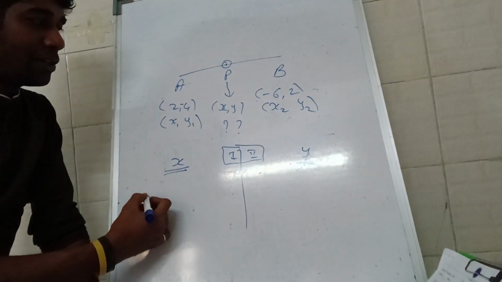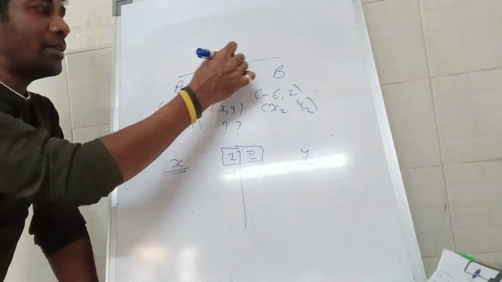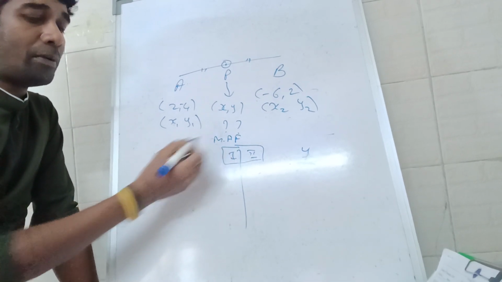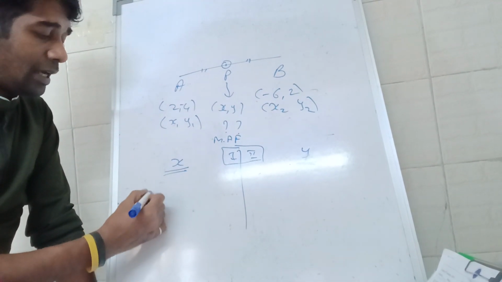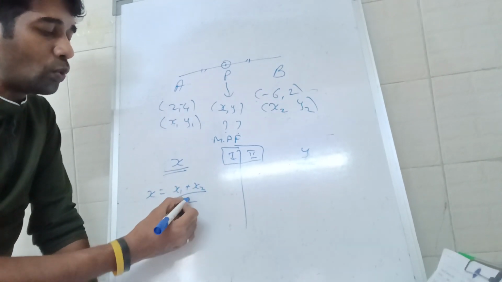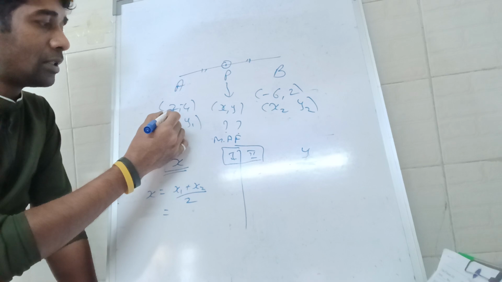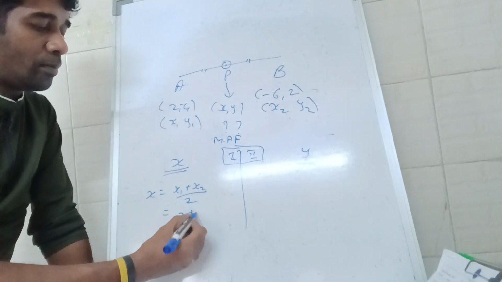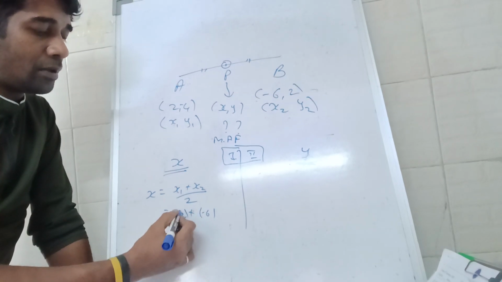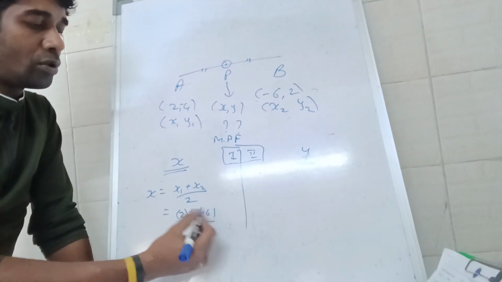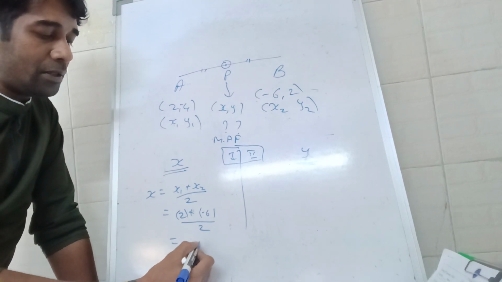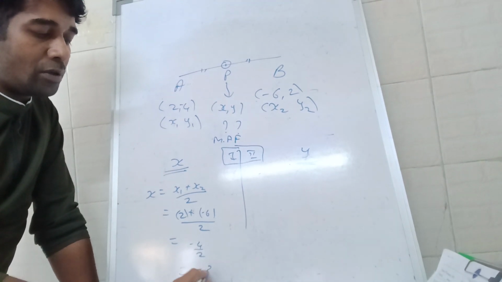Now the formula for the x coordinate, if P is the midpoint, by the midpoint formula, says x is equal to x1 plus x2 the whole upon 2. x1 is 2 plus minus 6, the whole upon 2. 2 minus 6 will give me minus 4, by 2 will give me minus 2.